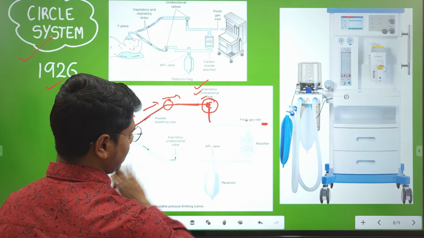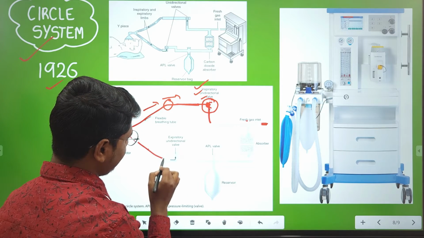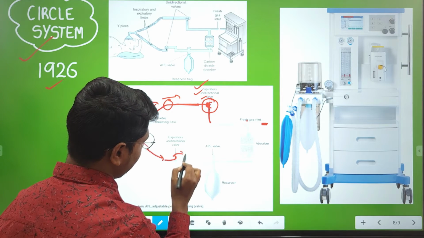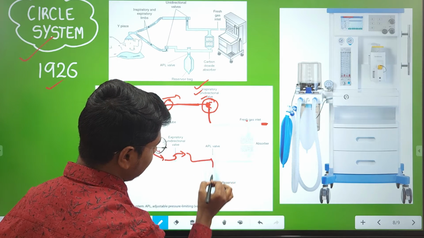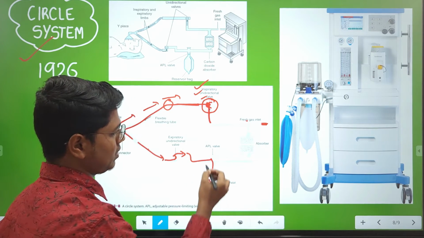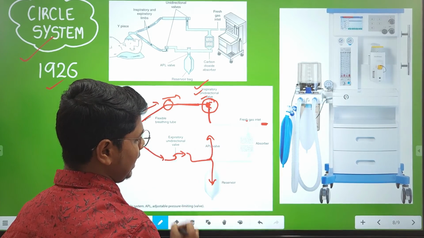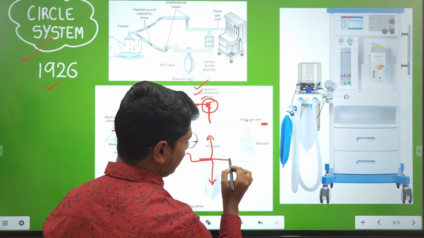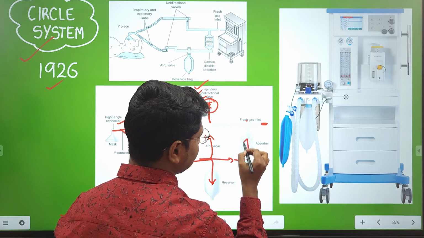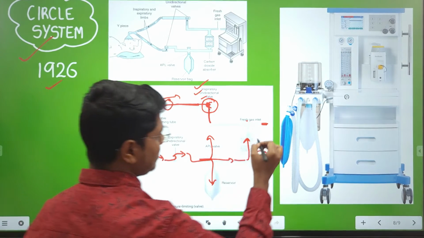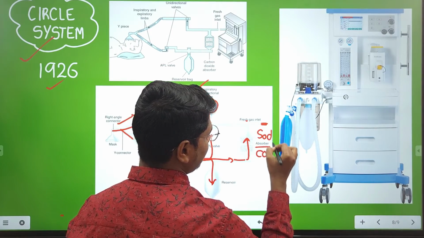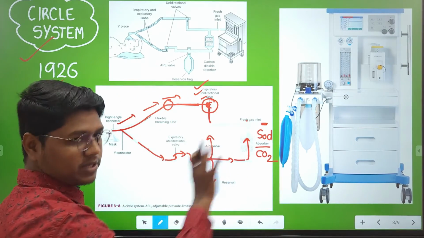So now what happens? Through the expiratory limb, the gas will flow through the expiratory unidirectional valve and go to the reservoir bag. If there is high pressure or some problem, it will go through the APL valve, and some will go to this canister. This is the CO2 absorber. Here there will be soda lime. Now you understand that configuration. Here I will tell you what happens.